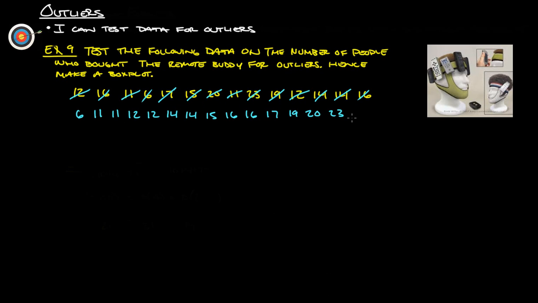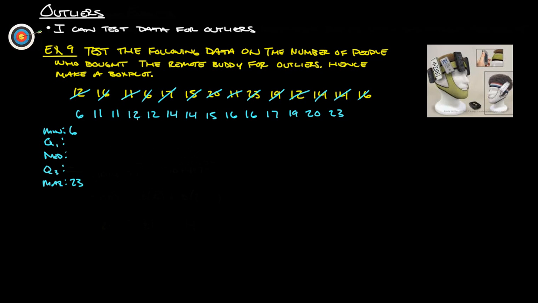I went through and counted, and there are 14 pieces of data. We're going to want to find our 5-number summary first. So we're going to want to find the minimum, quartile 1, median, quartile 3, and our maximum. We know the minimum right now is 6, and the maximum is 23.